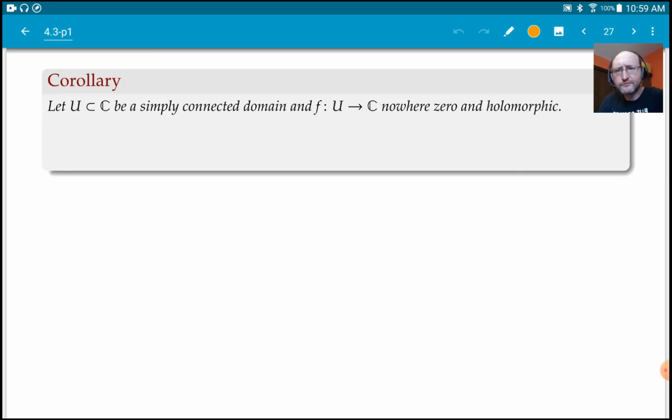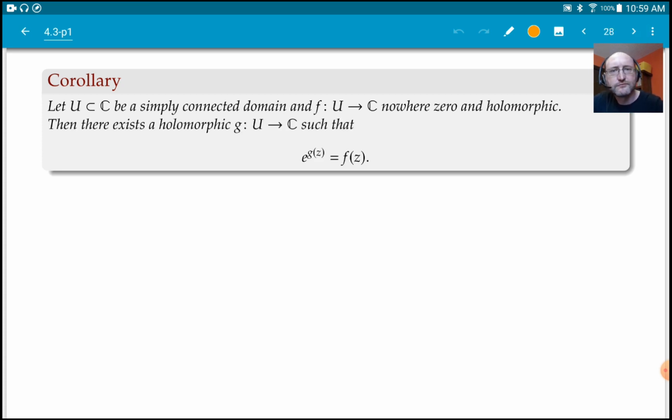So let's look at some corollaries. If we have a simply connected domain and a function which is nowhere zero, then there exists a holomorphic function g. Basically, it's the log, right? Or we're taking the logarithm of f. So there's a function g such that e to the g is f.